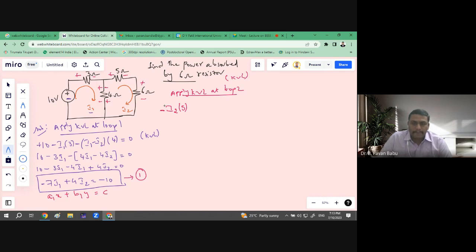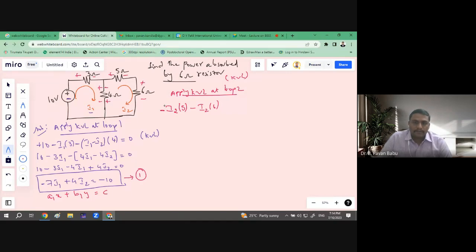Next is the 6 ohm resistor. Next, minus I2 into 6. Voltage across the 6 ohm resistor is I2 into R, R is 6 here. Again it is plus to minus, so the polarity is minus. Next, one more element is left here, which is linking the second loop, that is the 4 ohm resistor. This branch is linking with the second loop as well.